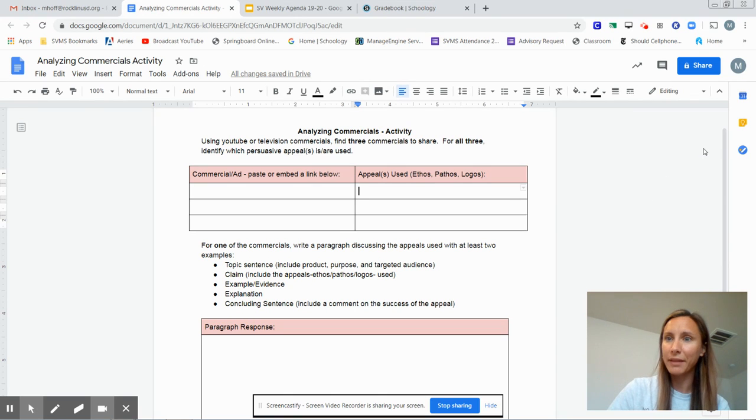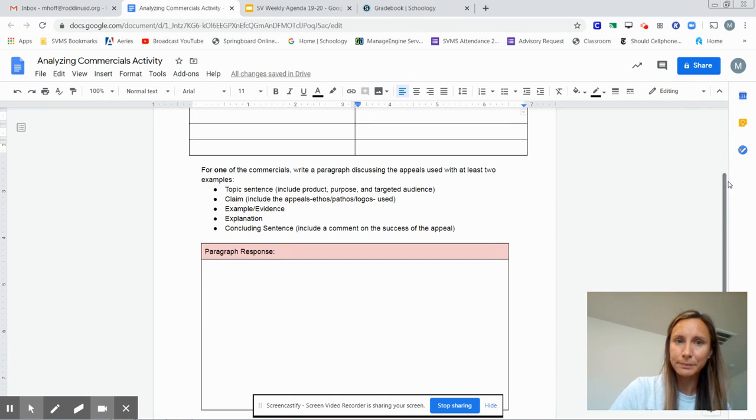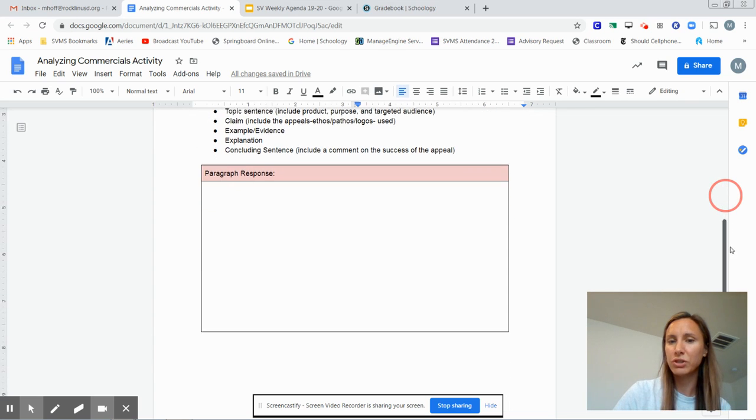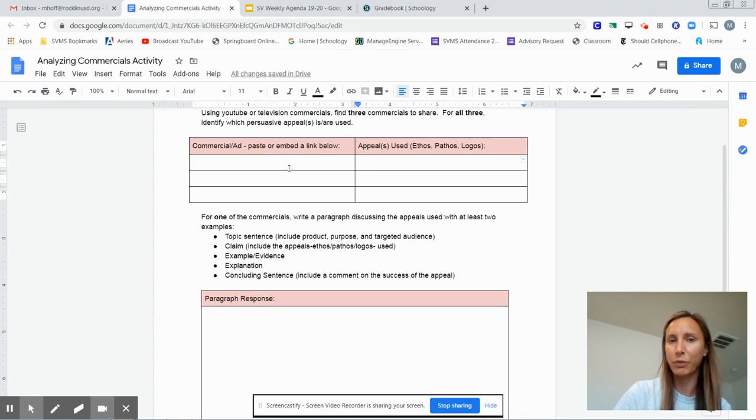Then you will pick one of them to write me a paragraph about, discussing the appeals that are used and giving some evidence for that. So make sure you have a topic sentence. Tell me what it's for, what's the product, who are they trying to sell it to, give some sort of claim, which of your appeals are they using, give some evidence, explain it, tell me whether or not it works. Okay, submit that through Schoology. It's just this one page, so find 3 commercials, tell me what appeals they're using, write me a paragraph about one of those 3.